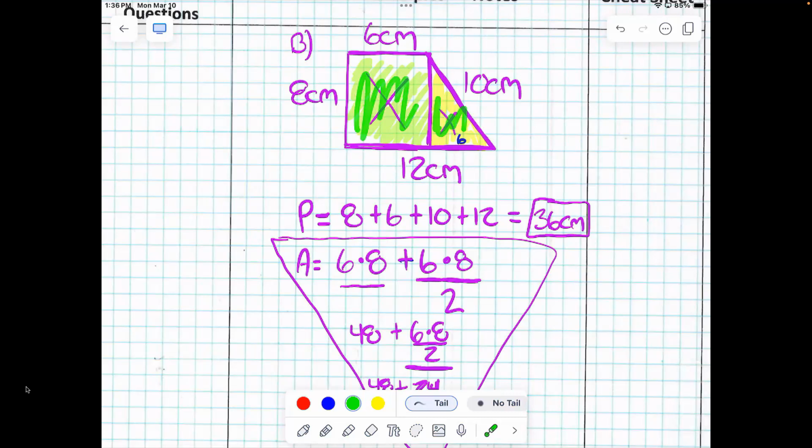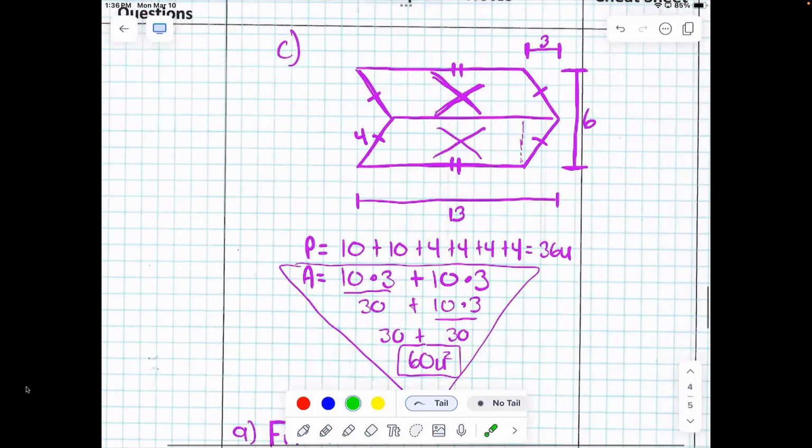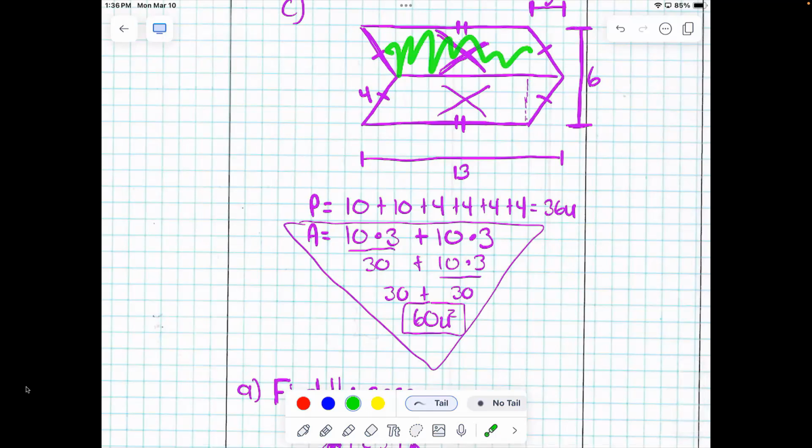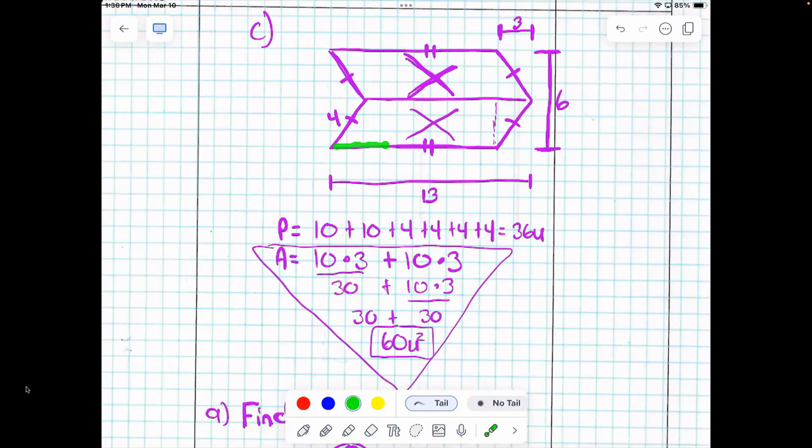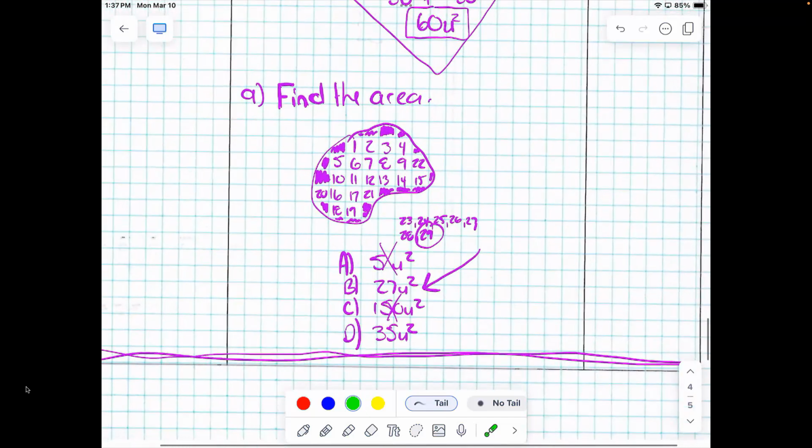Two basic shapes. Basic shape, basic shape. Is this length 13? No. It ends right here, right? So we have to take the entire length of this whole shape and subtract the 3 because the parallelogram ends there. We good?